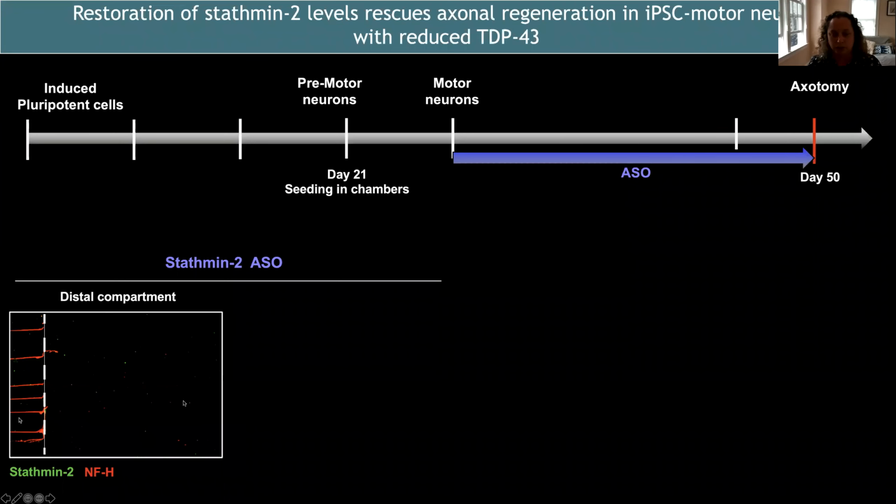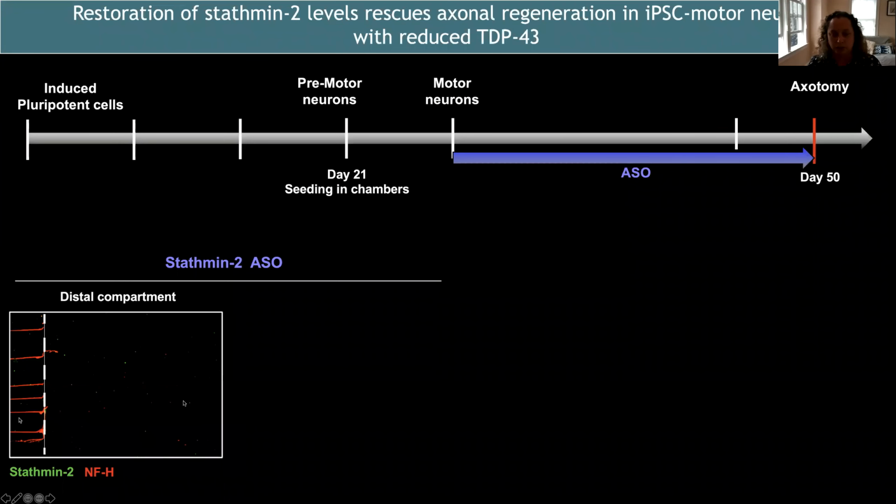And if we have neurons that have a stathmin 2 ASO, but then are transduced with a lentivirus expressing stathmin 2, we can correct this phenotype. In motor neurons with TDP-43 ASOs, I showed you that the level of stathmin 2 is very low. So not surprisingly, there is no regeneration of the axons. But where we were surprised is that in these motor neurons that have TDP-43 depletion and hundreds of RNA alterations, if we restore only the stathmin 2 level, this phenotype is completely rescued. And so restoring stathmin 2 is sufficient for regeneration despite hundreds of RNA alterations that are dependent on TDP-43 depletion.